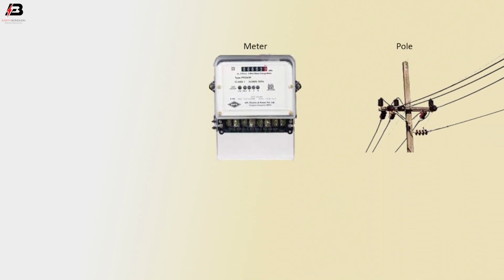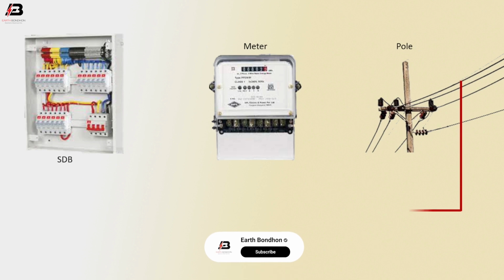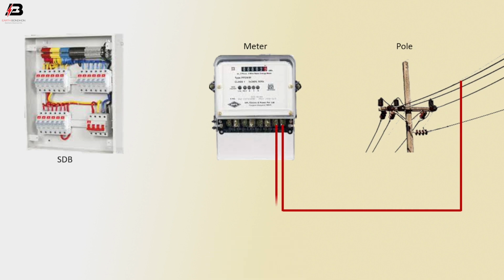So viewers, let's start. Power grid line pole, energy meter, SDP. Phase connection to the energy meter. Phase connection outgoing from the energy meter to the SDB.